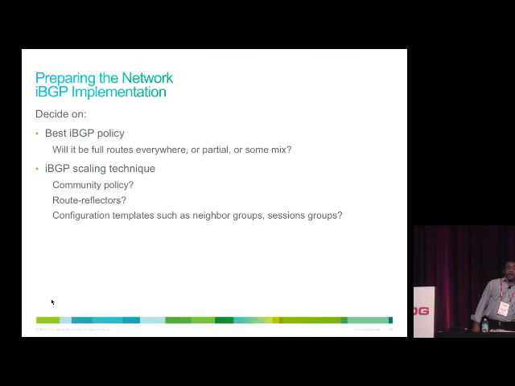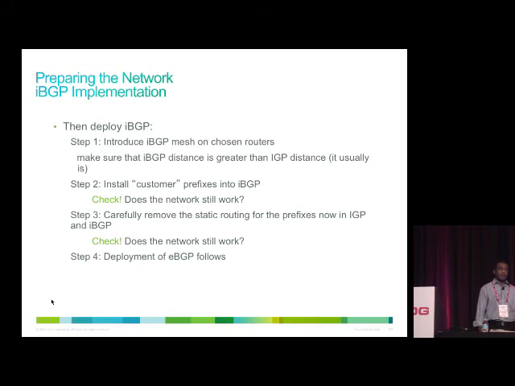You have to decide on iBGP policy. On your iBGP peers, you can classify iBGP peers into subsets. Some routers receive the full table. Some routers receive only infrastructure, internal and customer prefixes, but not the full table. In that case, you have to distribute default routes either via IGP or via BGP. And then prepare the network to deploy iBGP.